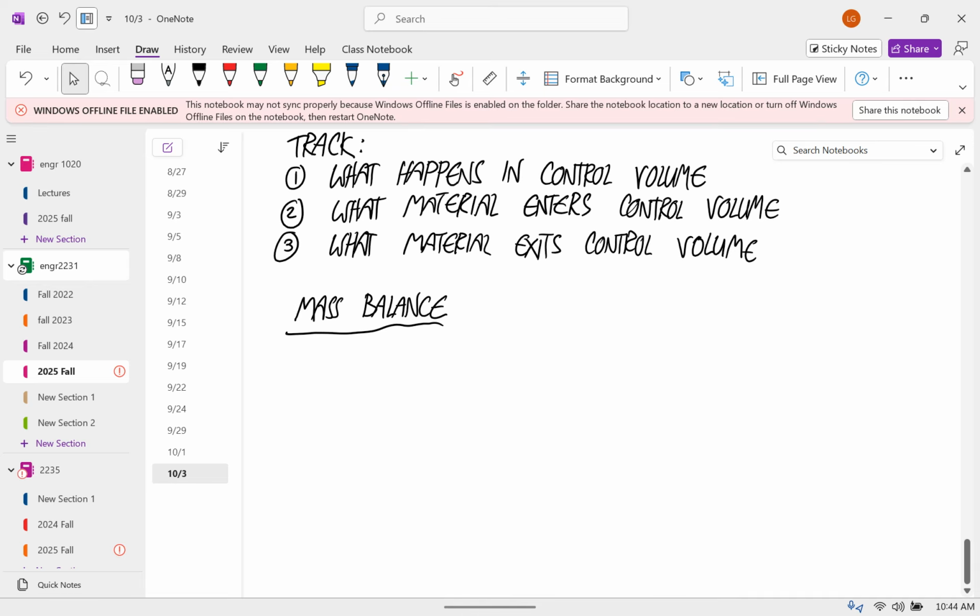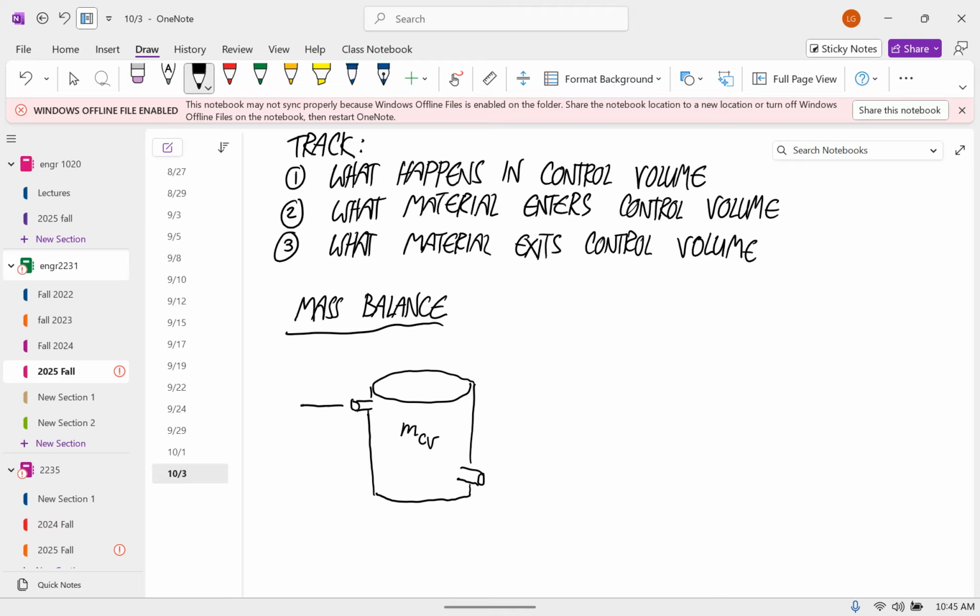So for the mass balance, let's imagine we have a tank. We'll think of an inlet and an exit, and there's some mass inside the control volume. There is some mass coming in, this is the material going in, and then there's material coming out.